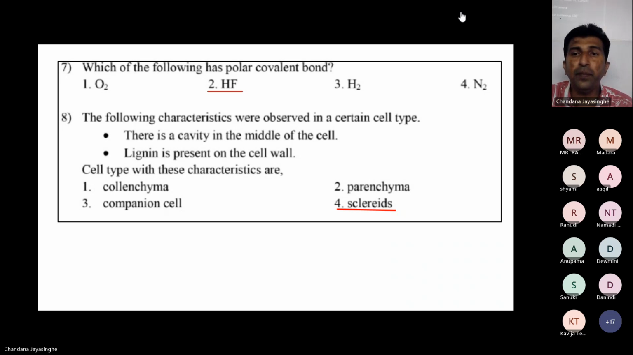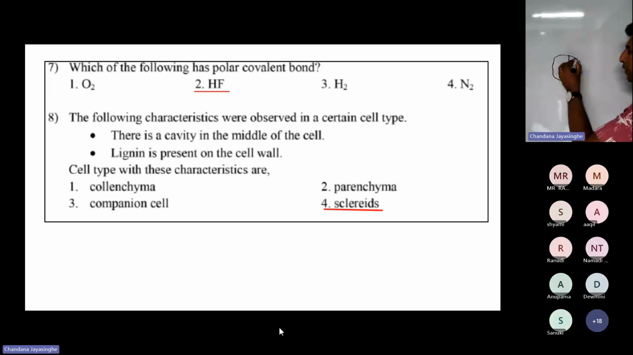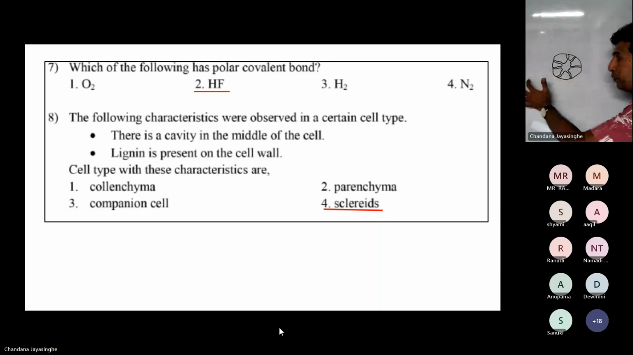Right? Okay. Now, when we consider sclerenchyma, you can see we come across two types: fiber and the sclereids, or stone cells. This is fiber. Then when we consider the sclereids or stone cells, you can see it already divided. This kind of structure. When you go to your O-level grade 11 book, you can see both.